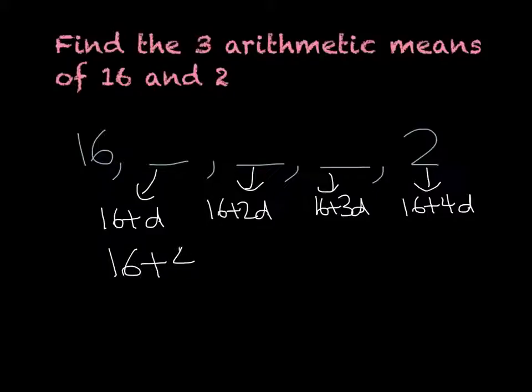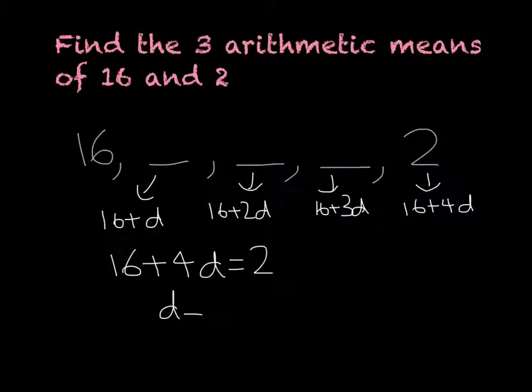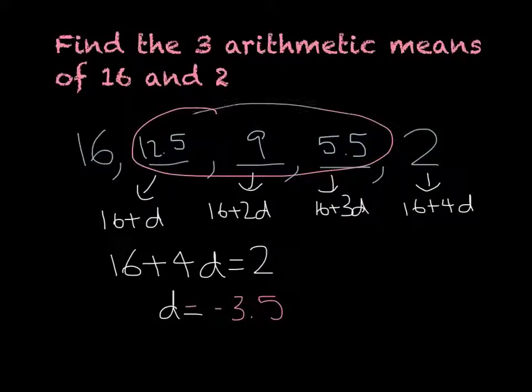Using this, we can solve for d, and we find that d equals negative 3.5. So that means that the terms in between 16 and 2 are 12.5, 9, and 5.5. And these three are the three arithmetic means of 16 and 2.